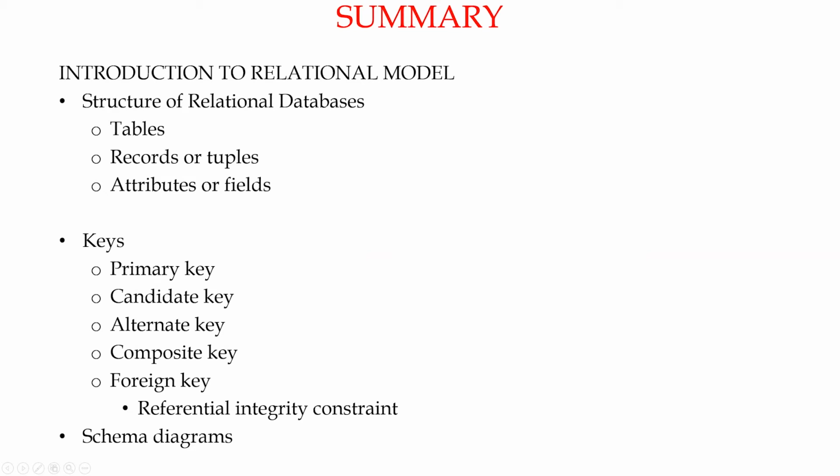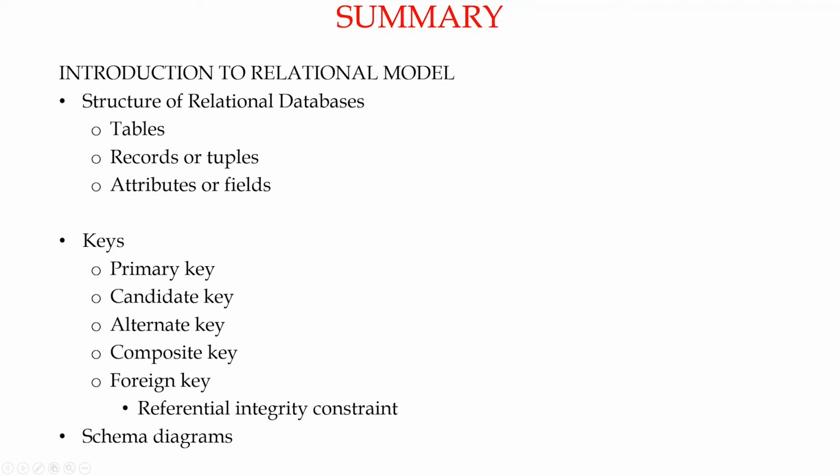Let me give a small summary. We have seen what a relational model is. The relational model is a structural model where the data are stored in a proper structure called tables, and here a table is also called a relation. In a table, each row is called a record or a tuple, and each column is called an attribute or field. In order to ensure uniqueness of table entries, we go for the key concept.